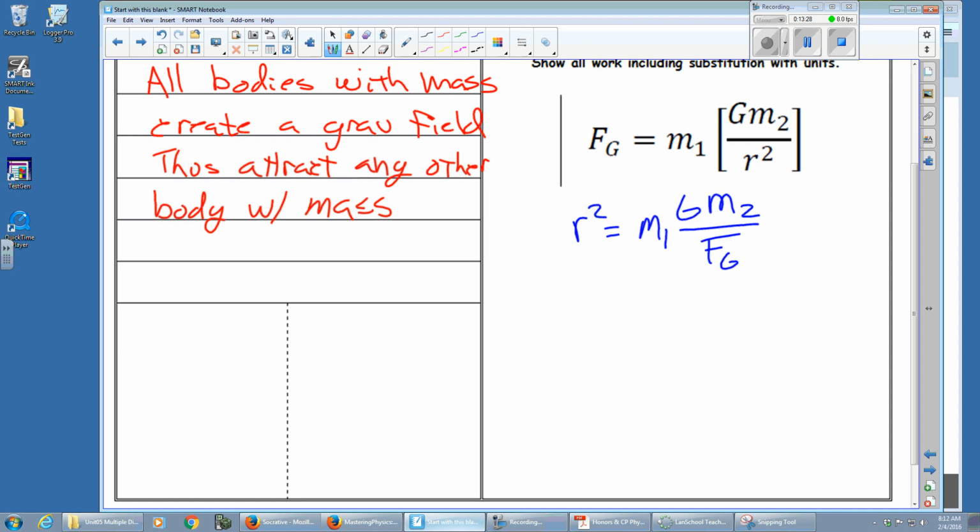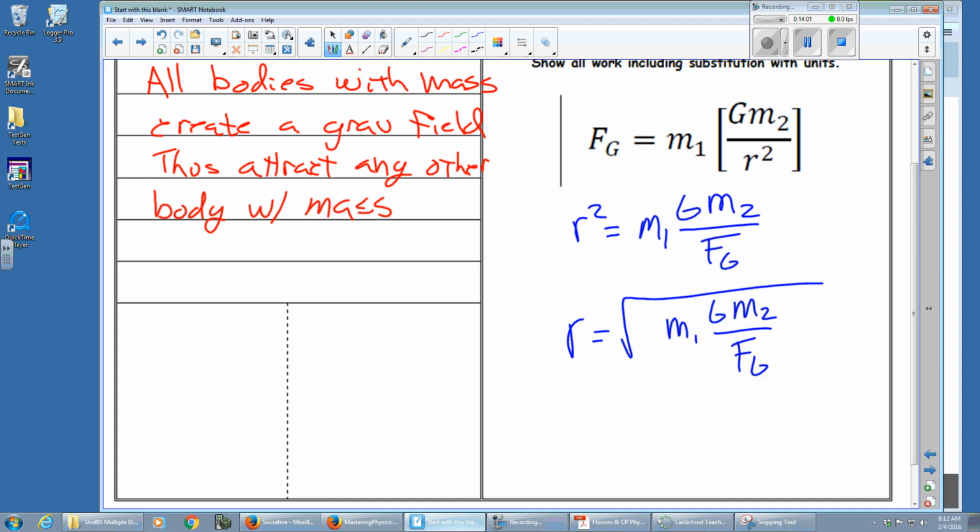Little cross multiplication, right? Remember, to cross the equal sign, all you have to do is the opposite function. So where everything's divided by R, I multiply both sides by R. Everything's multiplied by FG, I divide both sides by it. And then I do the square root. Square root of M1, big G, M2 over F sub G.